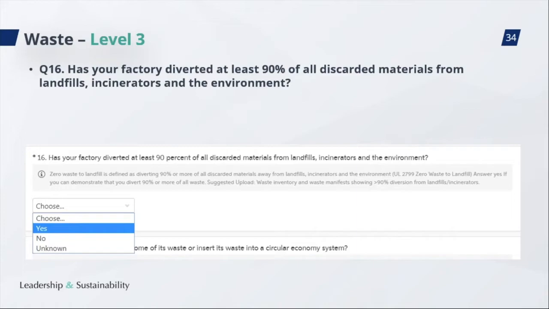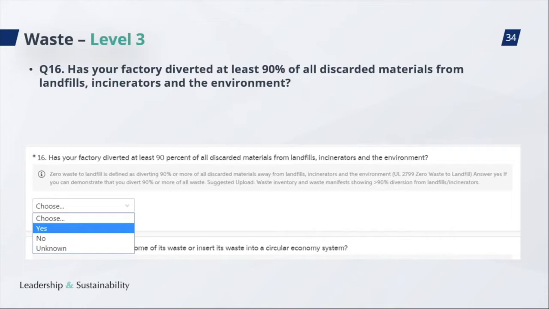So incinerators with an energy recovery is okay. But incinerators that do not have an energy recovery or landfills are actually not okay. So you should have basically less than 10% going into landfills or incinerators without an energy recovery.